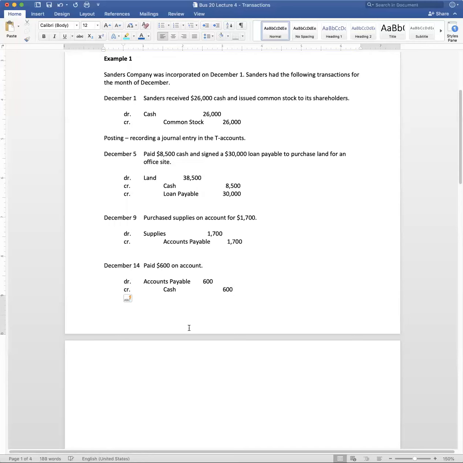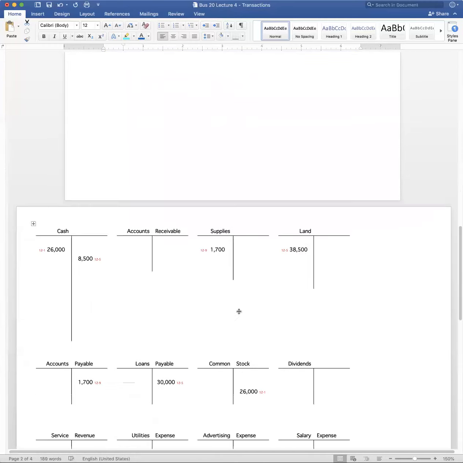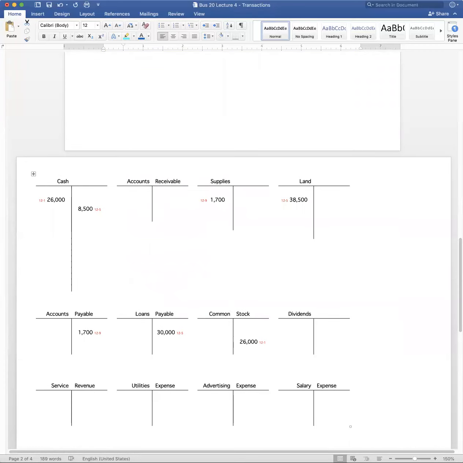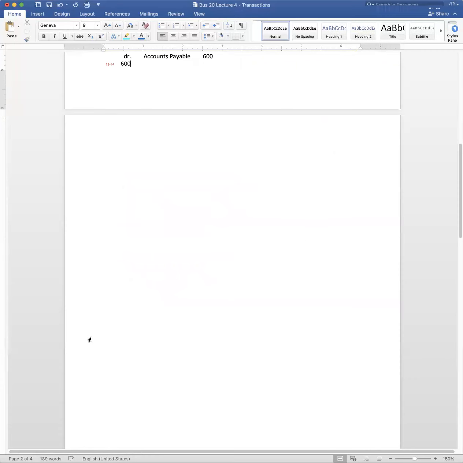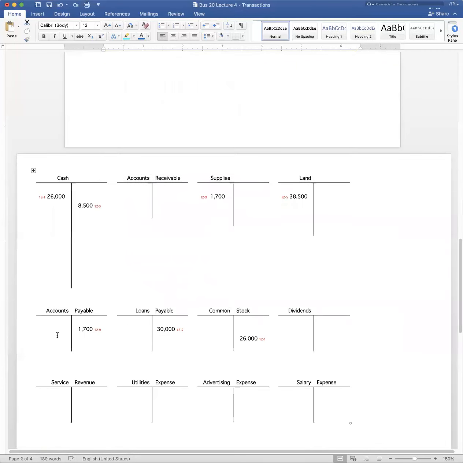All right, now we're going to post this to the T accounts. So we're going to debit accounts payable $600 and credit cash $600. So we are going to debit accounts payable by $600. Oops. Help if I clicked in the right place. I wanted to paste. All right, we're debiting accounts payable and we're going to credit cash. Okay, so far so good.